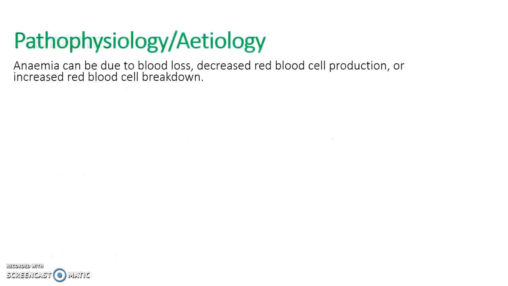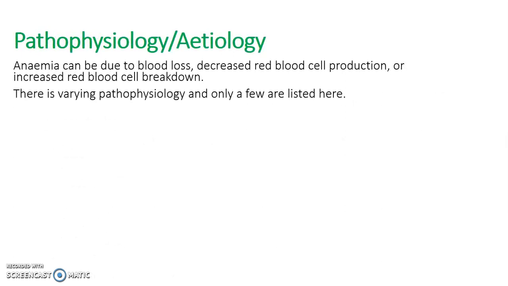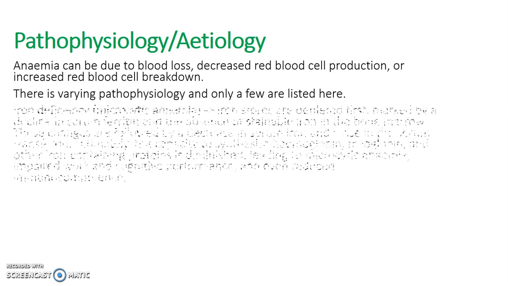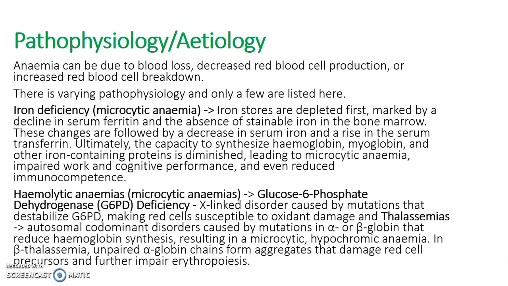Now, the pathophysiology, I've only listed a few here as examples. Overall, anemia can be due to blood loss, decreased red blood cell production, or increased red blood cell breakdown. So decreased levels of hemoglobin. Now, the pathophysiology is quite complex and it's not something we're going to be able to cover in a 15-minute video. I'm going to give you a couple of examples for the anemias.